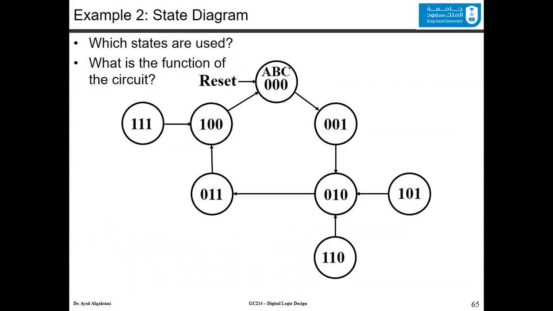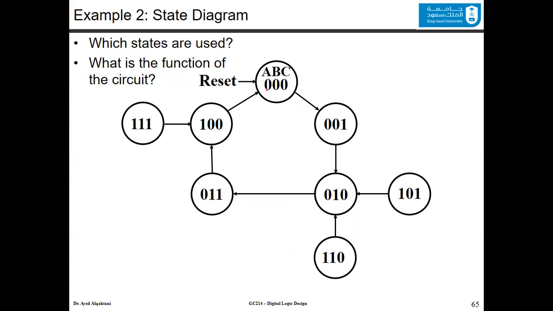Now, let's say you are given this state diagram, and you were asked which states are used. You can see that from the reset point, you will start here, and then you will go here, and then you will go here. And from here, you notice that there is only one arrow going out. So you will go here, and then you will go here. And from this point, only one arrow goes out to this one. So those 5 states are used. The other ones, this one, and this one, and this one, are not used.